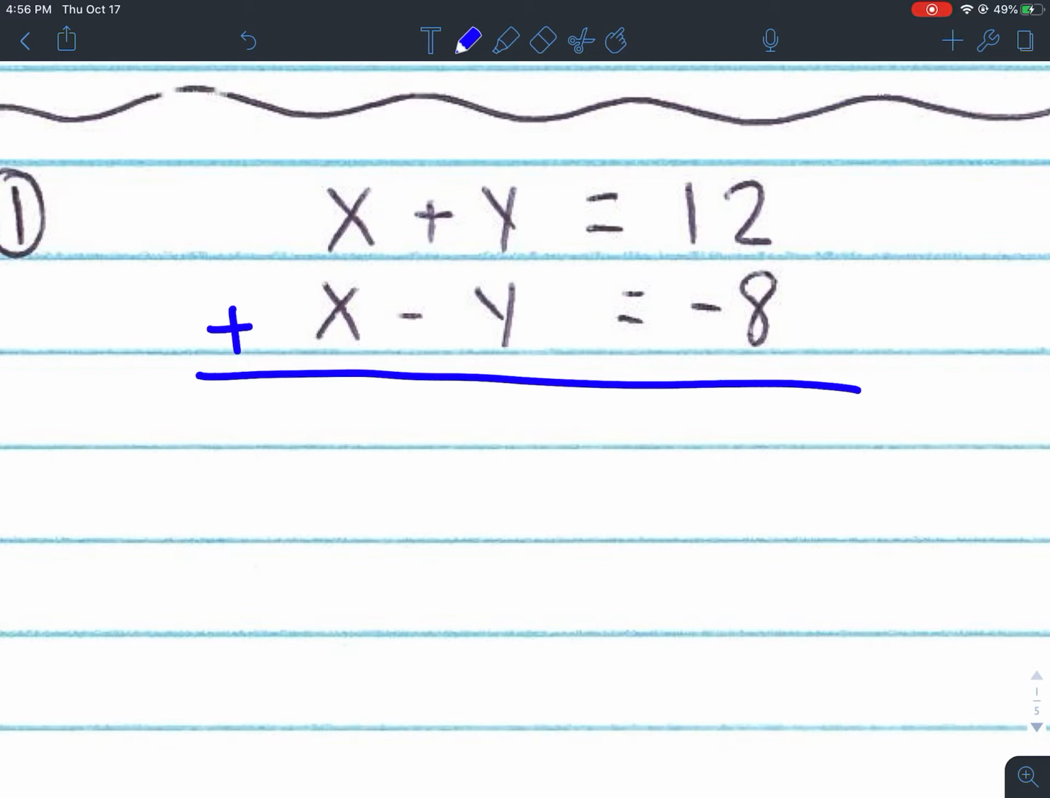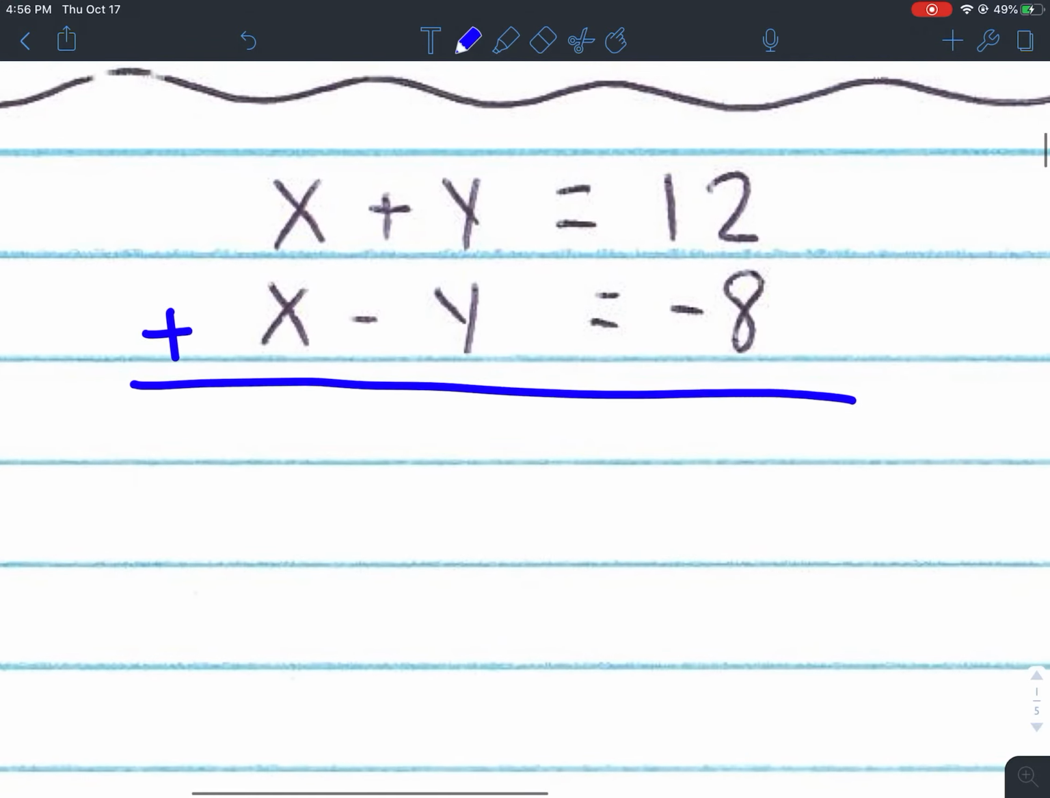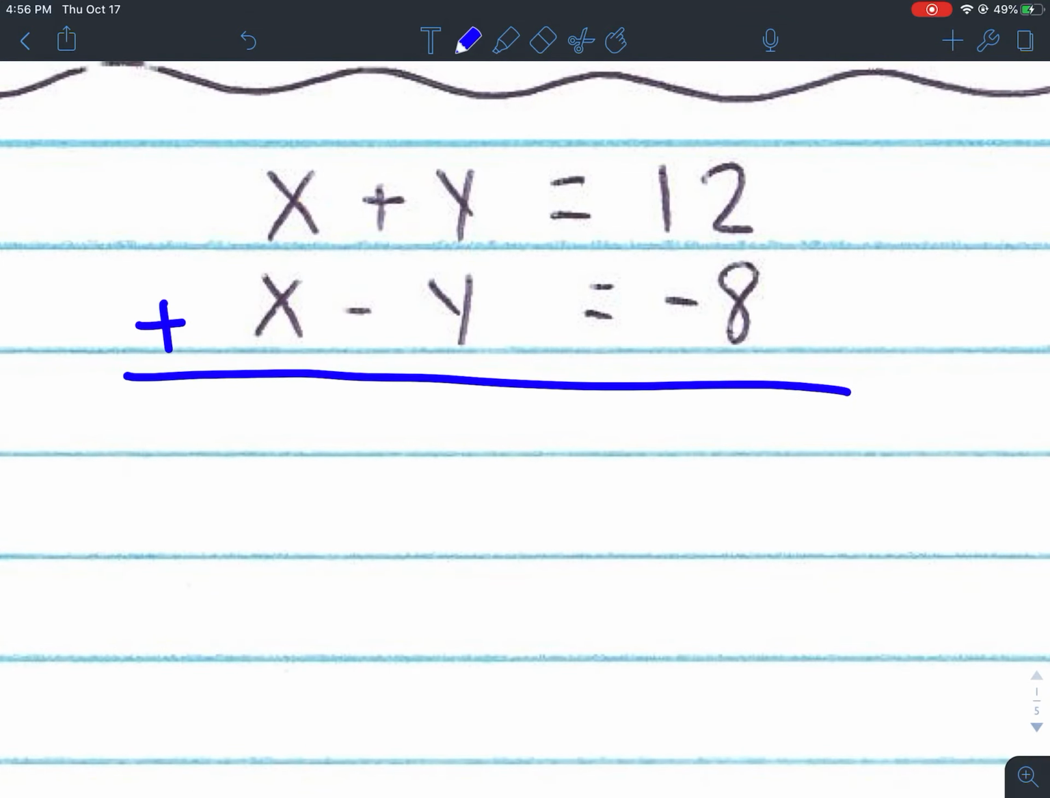You are always going to add. You are never going to subtract. So do not put a subtraction sign. You will always put a plus sign because you do not want to create another issue as you're doing this. So if you do plus sign, everything should be fine.